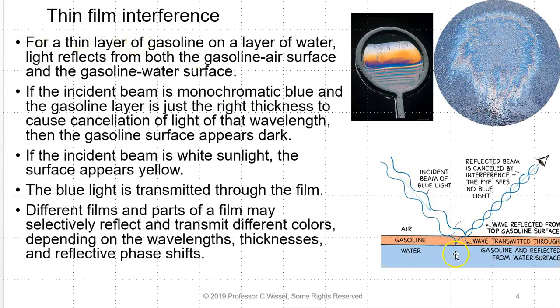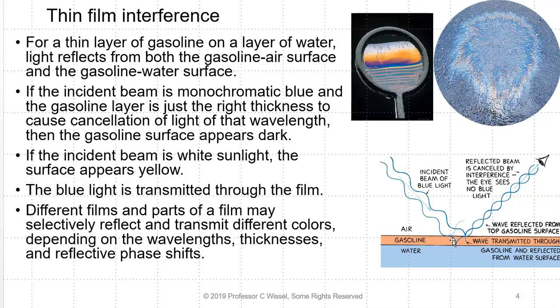For a thin layer of gasoline on a layer of water, light will reflect from both the air-gasoline interface and the gasoline-water interface. If the incident beam is monochromatic blue and the gasoline layer is just the right thickness to cause cancellation of the light of that wavelength, the gasoline surface will then appear dark. The blue light will go through into the water. If the incident beam is white sunlight, then in this circumstance, the surface would appear yellow. And of course, as I said before, the blue light gets transmitted through the film.